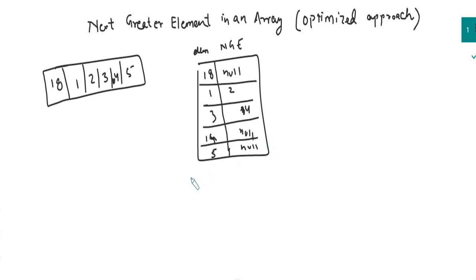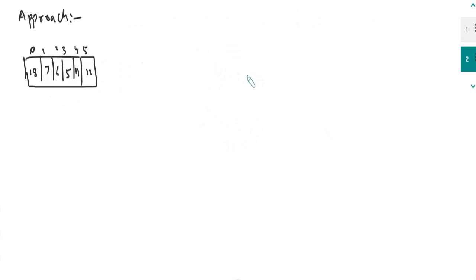So how are we going to solve this using the optimized time? We have to use a stack for it. So let's see how we are going to deal with it. The logic is pretty simple. We have to create a stack and a hash map. The hash map is required to return the overall result.